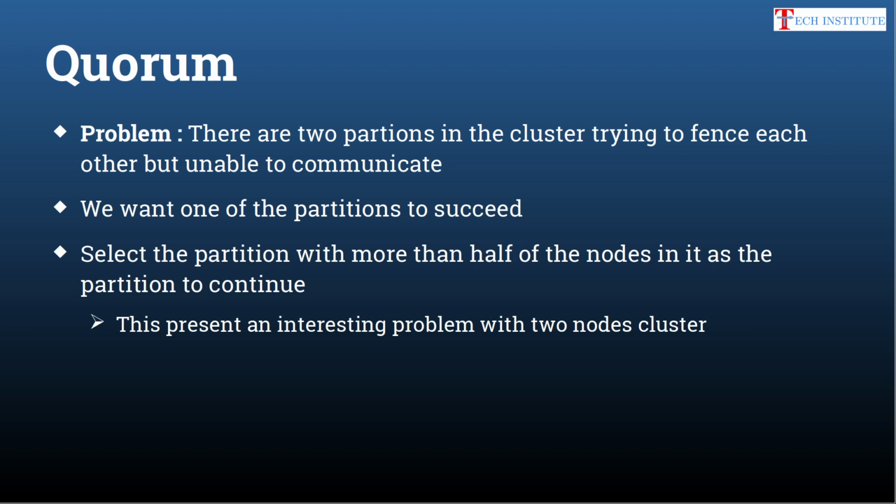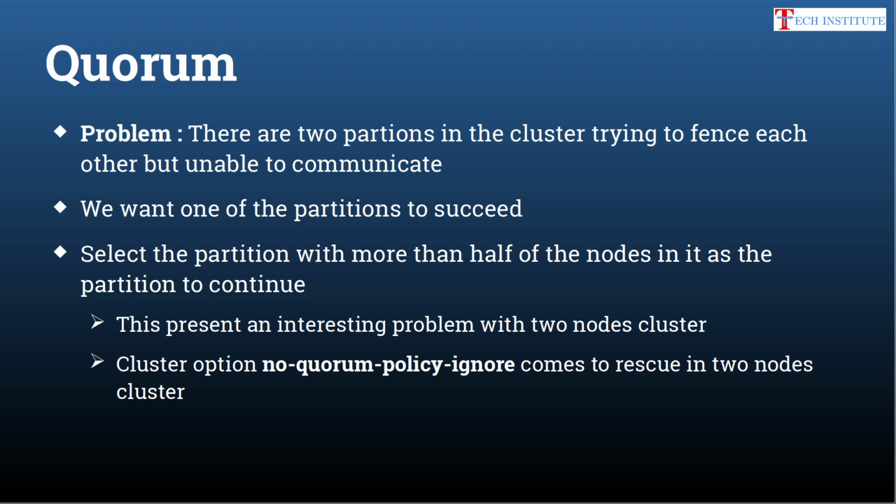But this is okay for your 3 node, 4 node, 5 node cluster. But think about if you have a two node cluster. In that case, you will have equal partitions, each having a single node. So it is not more than 50%. In that scenario, there is a cluster option, no quorum policy ignore. So this policy comes into play for rescuing a two node cluster.